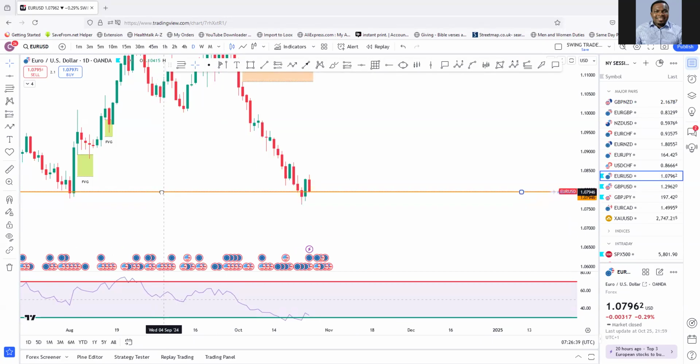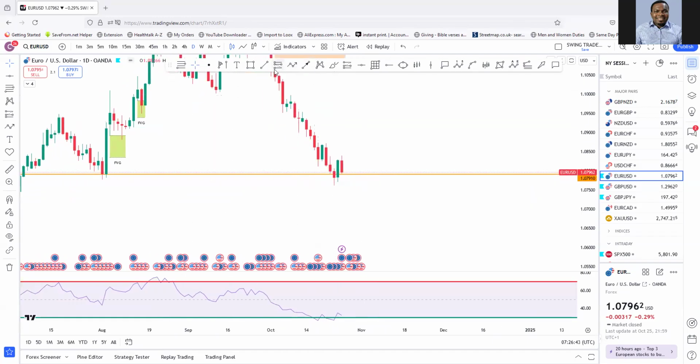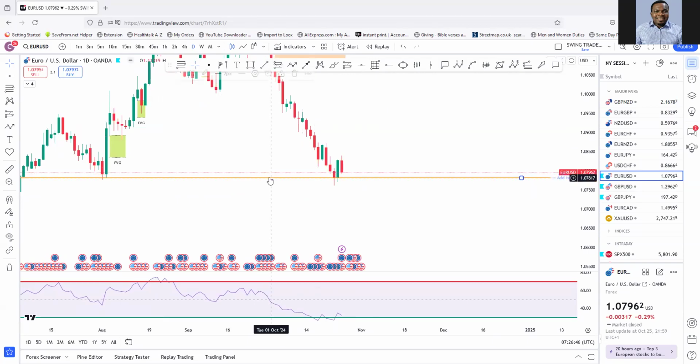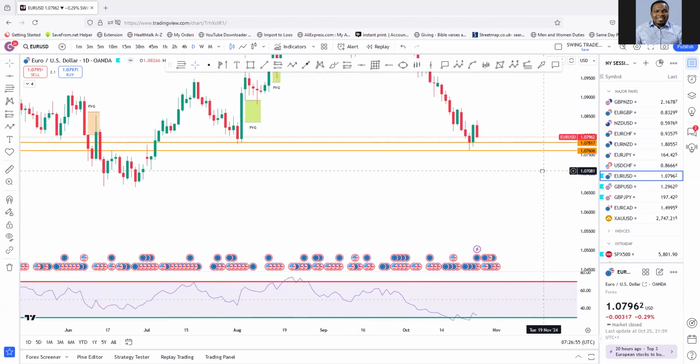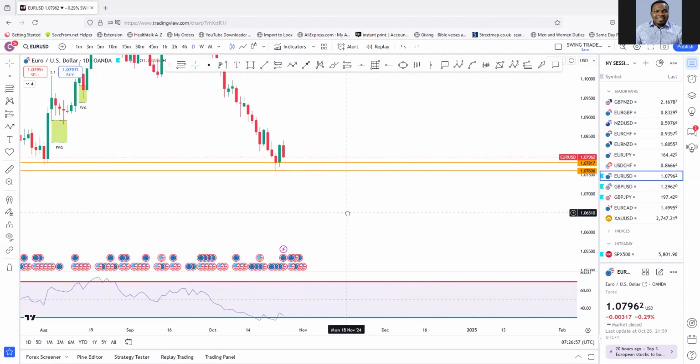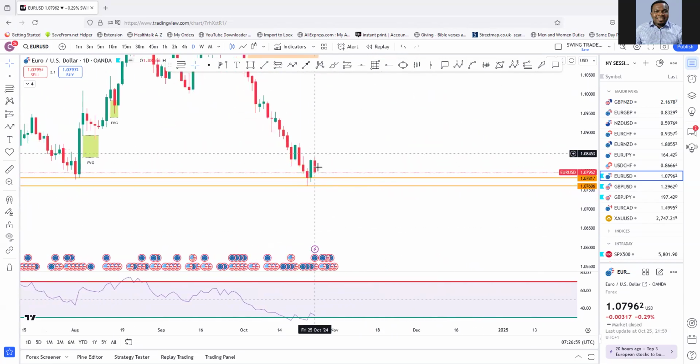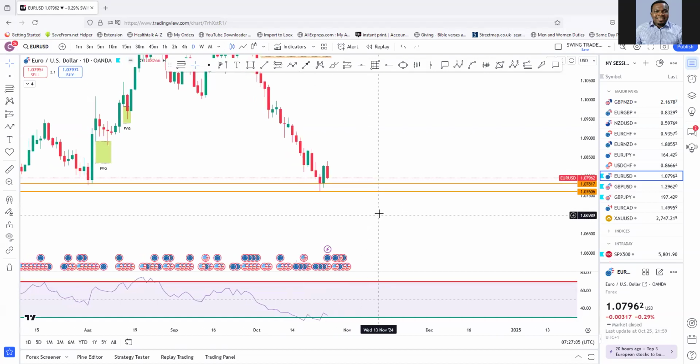Let me see, I need to use the accurate one. Okay, so let's mark it as this. Let's mark that zone, and also we'll mark this zone. So this is a support area that we anticipate that price should break. Now, if price doesn't break this area, we will obviously not be selling it.